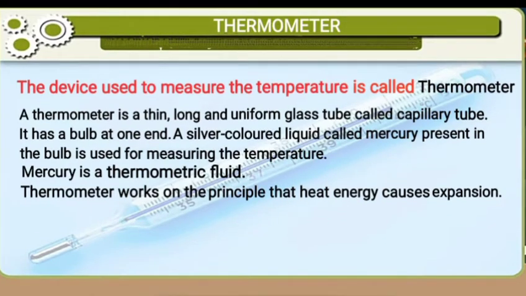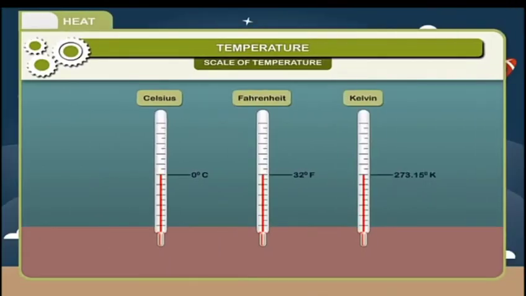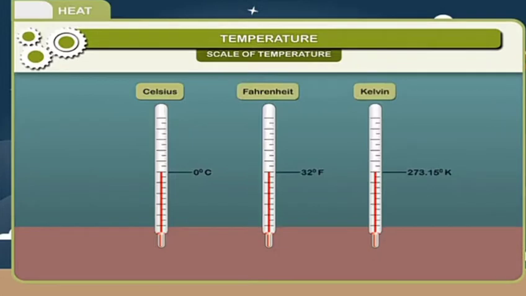Now we have three scales for measurement of temperature. These are the Celsius scale, Fahrenheit scale and Kelvin scale. And the SI unit of temperature is Kelvin. But the Celsius and Fahrenheit scales are commonly used for measurement of temperature, and among them too, the Celsius scale is the most widely used.